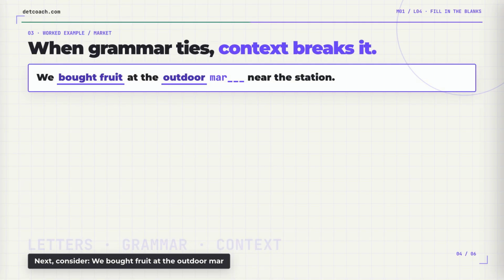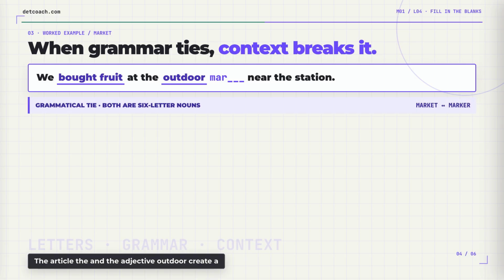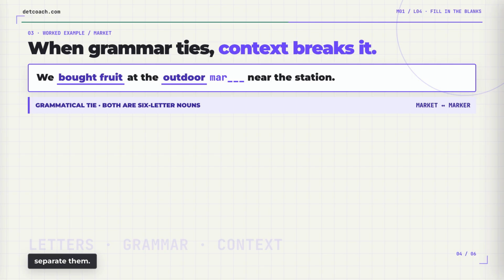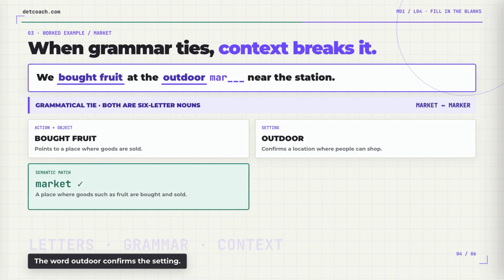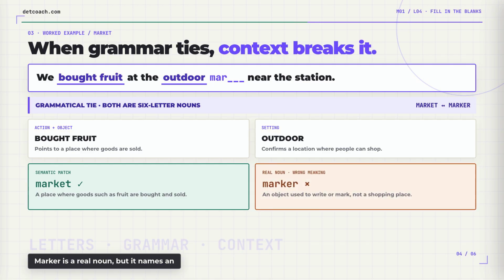Next, consider: we bought fruit at the outdoor Mar blank near the station. The incomplete word begins with M-A-R. The article, the, and the adjective outdoor create a noun position. Market and marker are both 6-letter nouns beginning with M-A-R. So the grammatical position and word length cannot separate them. The action bought fruit points to a place where goods are sold. The word outdoor confirms the setting. Marker is a real noun, but it names an object rather than a place to buy fruit. The sentence meaning selects market.